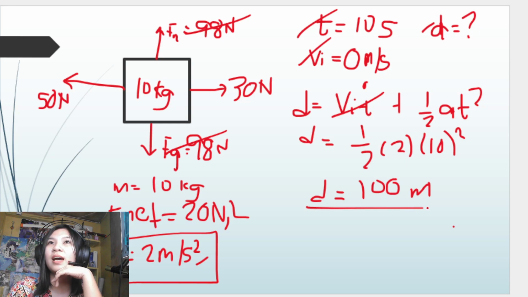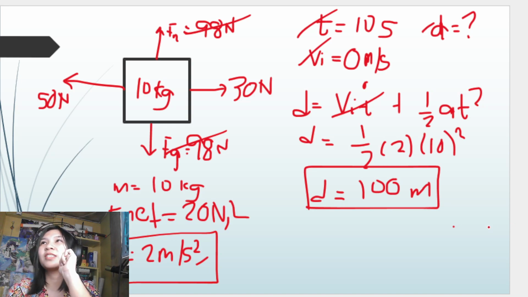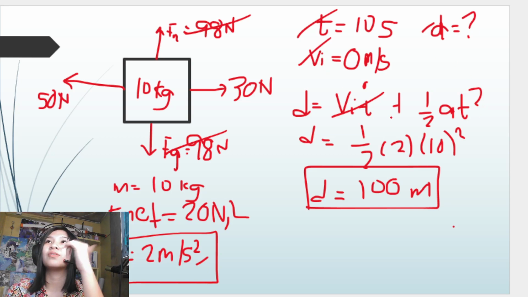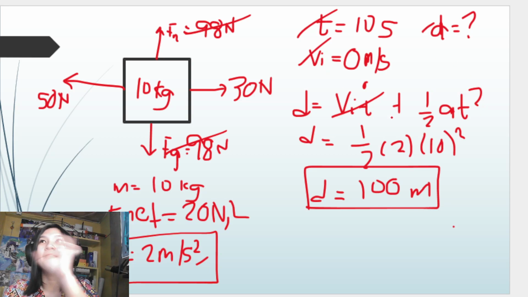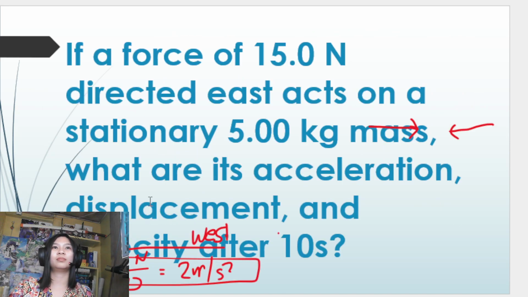So that is how you solve for the application of the second law. It is fairly easy, right? You just have to do this, then look at the 4 kinematic equations to see how to get the missing values. Here, for example, displacement.